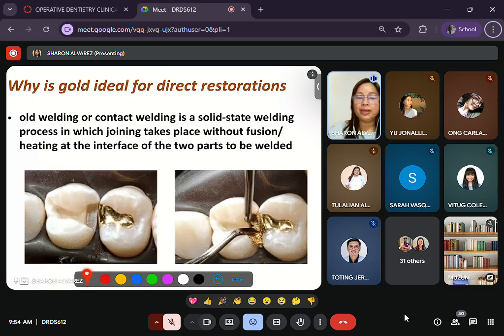And then this is what I've explained about, okay? Because it's very difficult for you to do the restoration, because how are you going to shape the restoration?